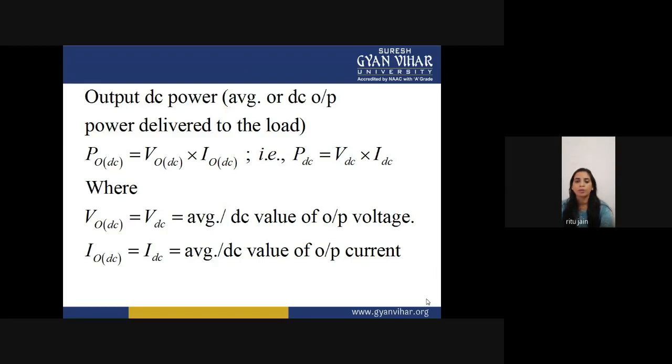So for power delivered to the load, we know the formula of power, P is equal to V I. If you are connecting any kind of rectifier in the circuit, the output power which is delivered to the load would be DC voltage into DC current. So the formula will be P DC equal to V DC into I DC.